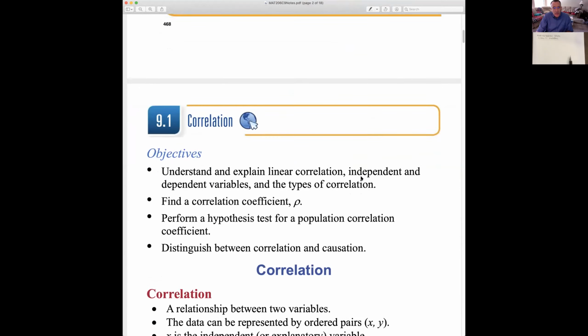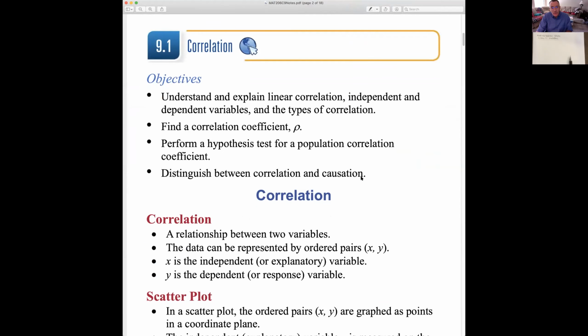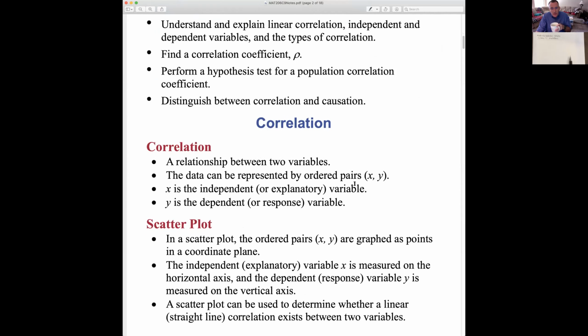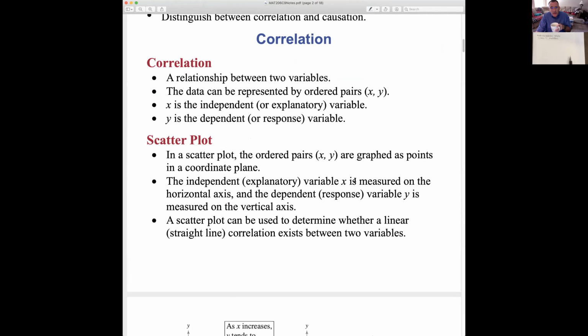So the first thing we want to do is consider correlation. We want to understand and explain it. We want to talk about independent and dependent variables. We'd like to find something called the correlation coefficient. We'd like to perform a hypothesis test to see if the correlation coefficient is what we say it is. And then we want to make a distinction between correlation and causation. So correlation, it turns out, is a relationship between 2 variables.